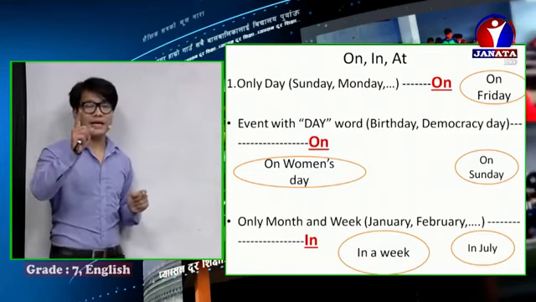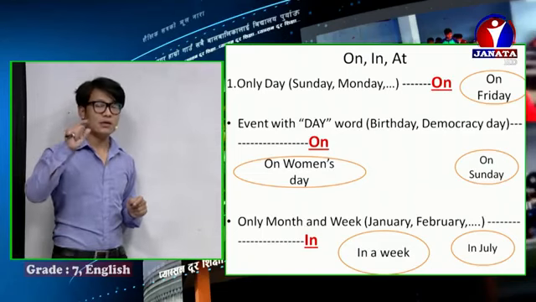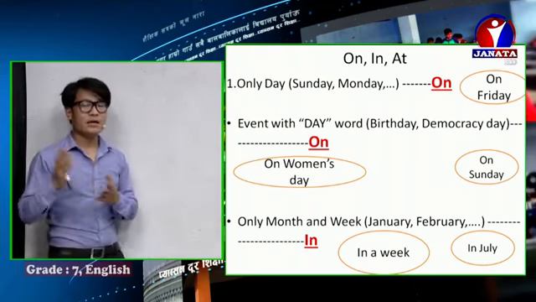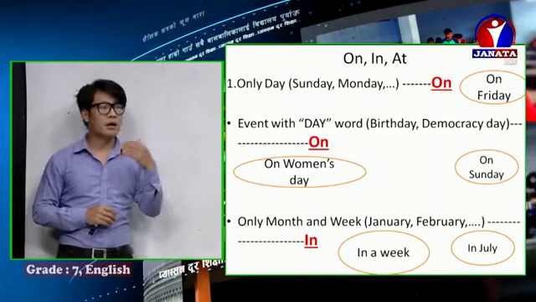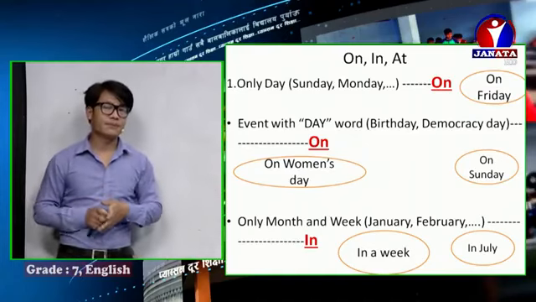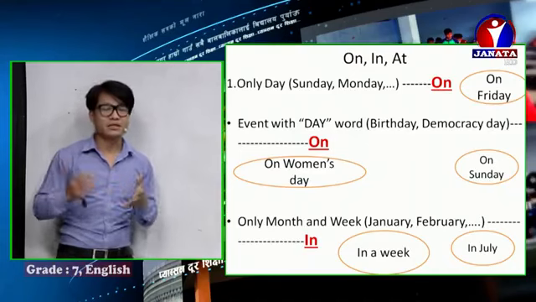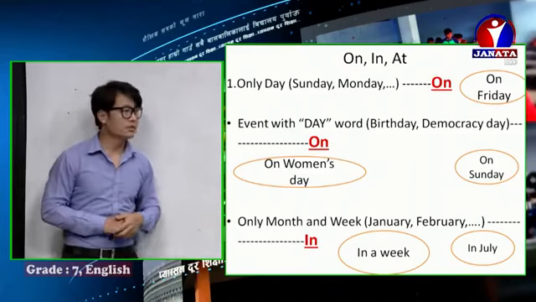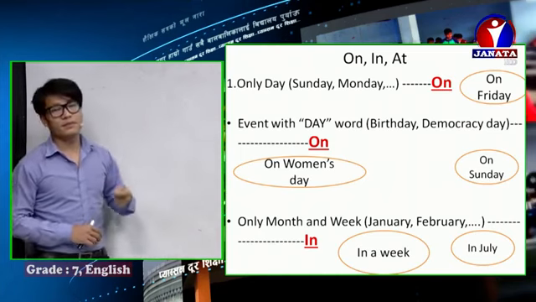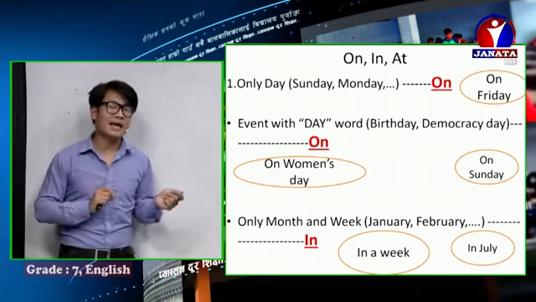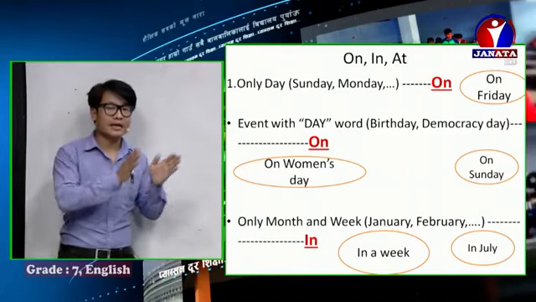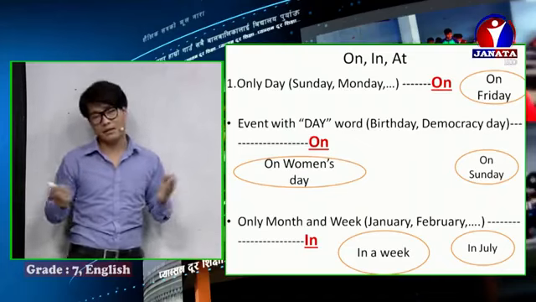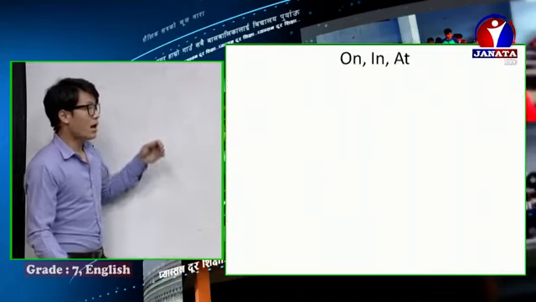If there is only a day, Sunday, Monday, Tuesday, then we use the preposition on. If there is an event with a day word, like Democracy Day, Independence Day, or birthday, or Martyrs Day, or Women's Day, we use on. Next, if there is just a month, then we use the preposition in, like in January, in February, in July, in December, like this.